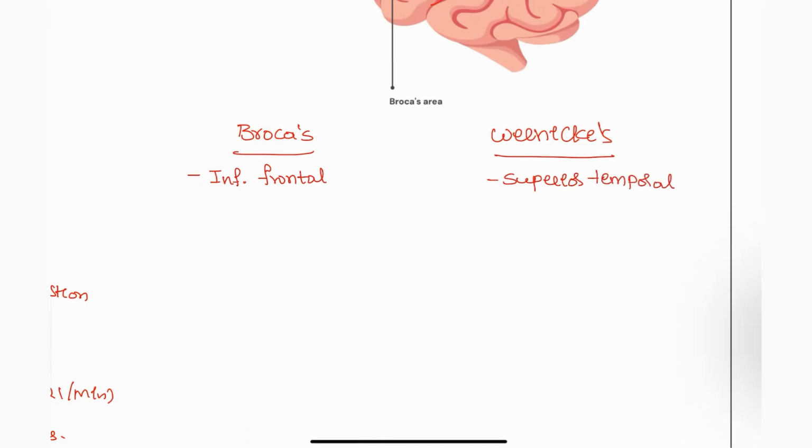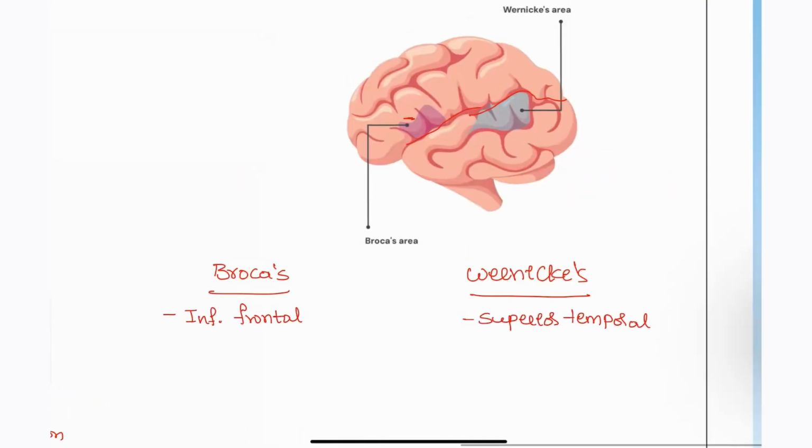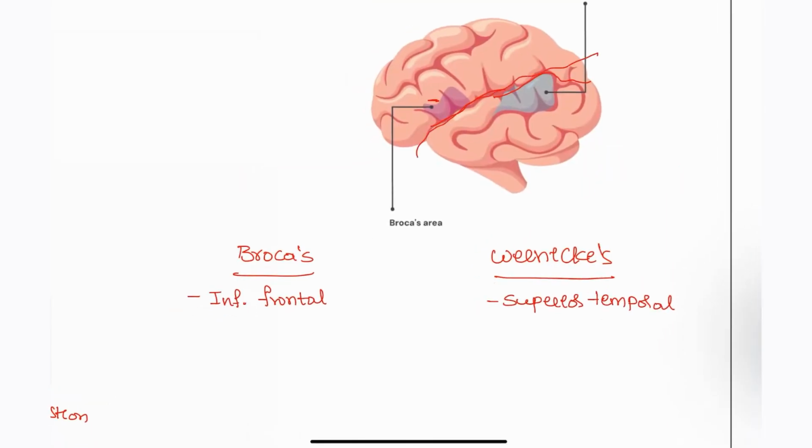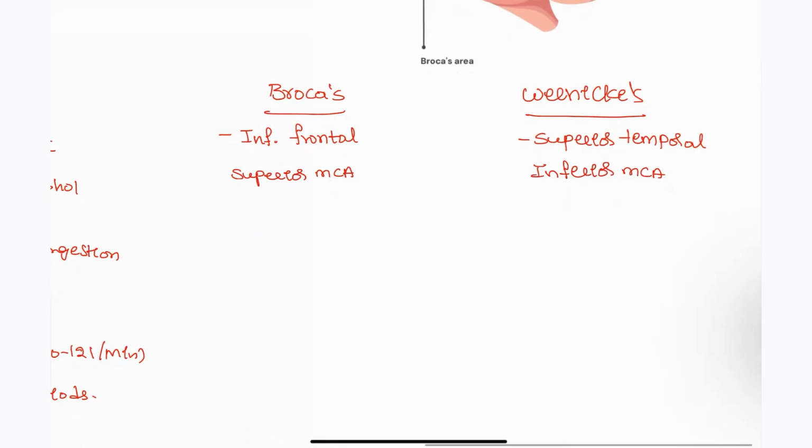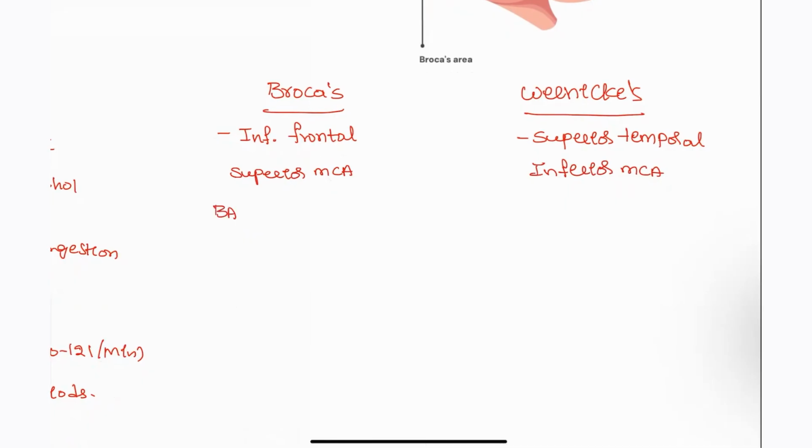Superior temporal. What is the artery that is involved here? Usually what happens, there is an artery that is coming here known as the MCA territory. So the MCA branch going downwards is your inferior and going upward is superior. So the artery supplying here is the superior MCA and here it is the inferior MCA. Next, Brodmann's area. What is the Brodmann's area here? 44 and 45. Here, the Brodmann's area is 22.